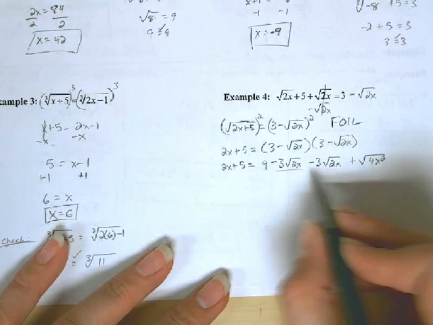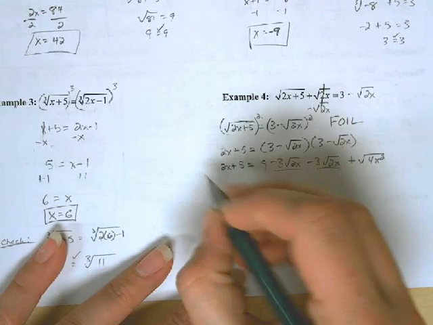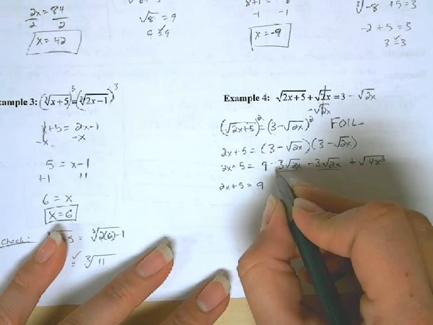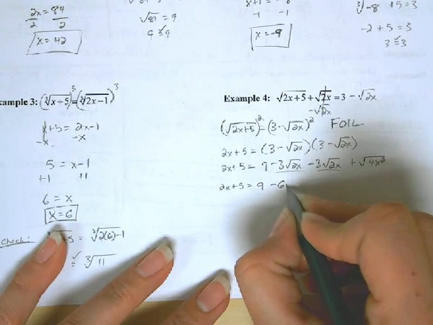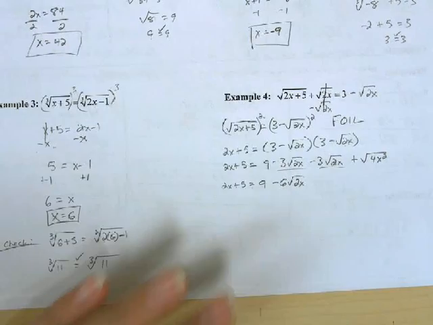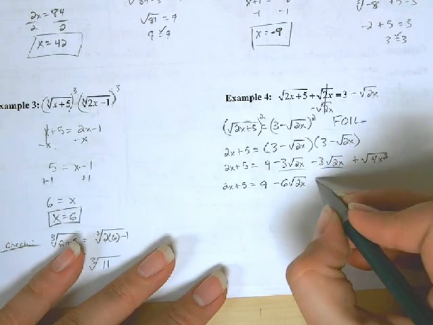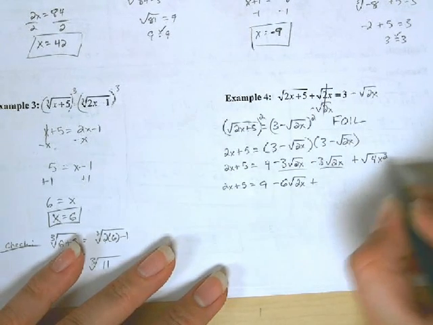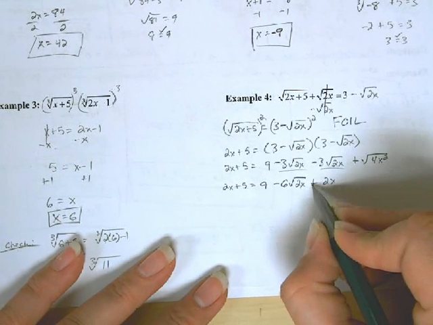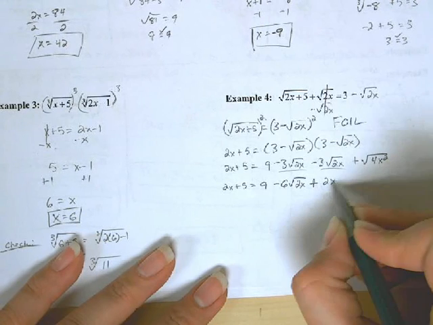Those are like radicals, so I can put them together. So 2x plus 5 is equal to 9. Negative 3 and negative 3 makes negative 6 square root of 2x's. Okay, if you don't remember how to add radicals, you need to go back to the last unit and learn. Okay, square root of 4x squared, square root of 4 is 2, square root of x squared is x.